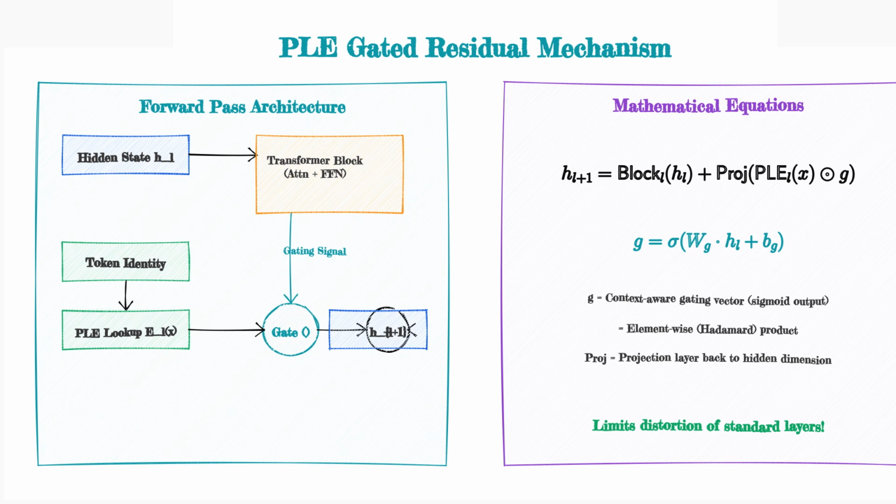Finally, this gated vector is projected back to match the hidden dimension of the main stream, and added as a residual update. This gating mechanism is crucial. It prevents signal distortion by ensuring token information is only injected when it is relevant to the surrounding context. Let's look at the mathematics.